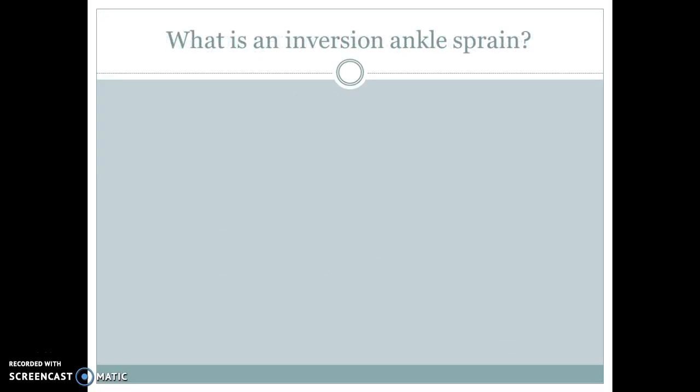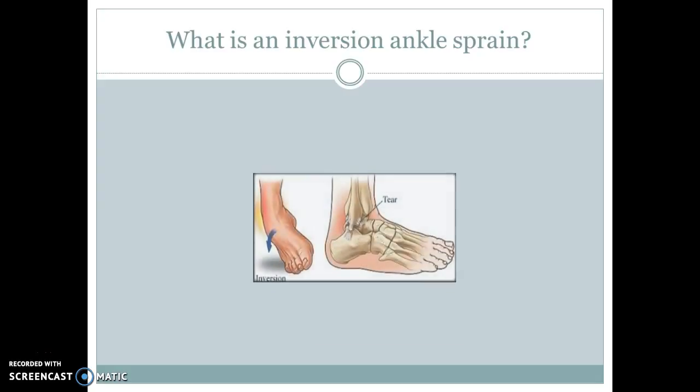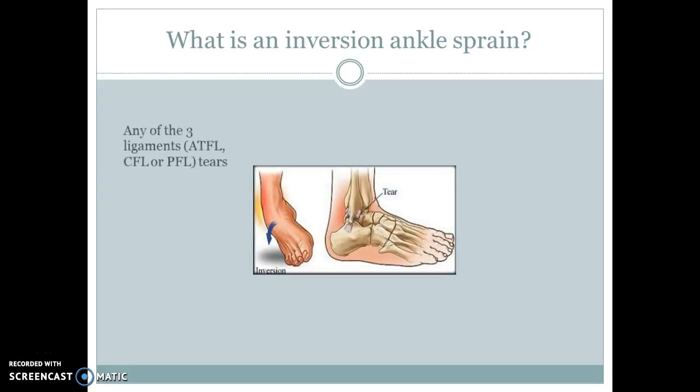What is an ankle inversion sprain? It is when any of the three ligaments on the lateral side of your ankle tears. It consists of three ligaments, which are the ATFL, CFL, and PFL.